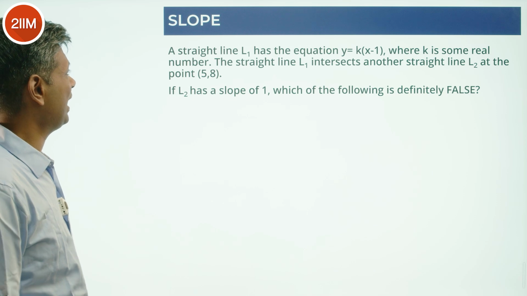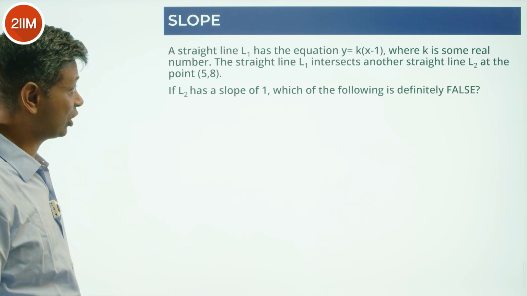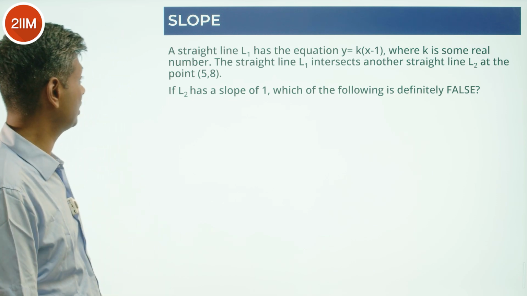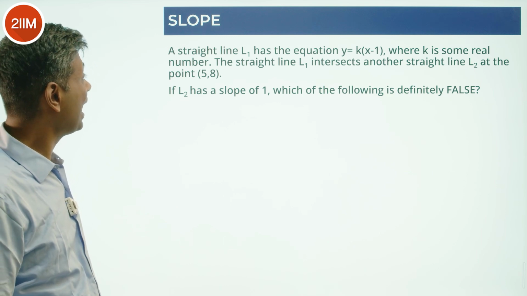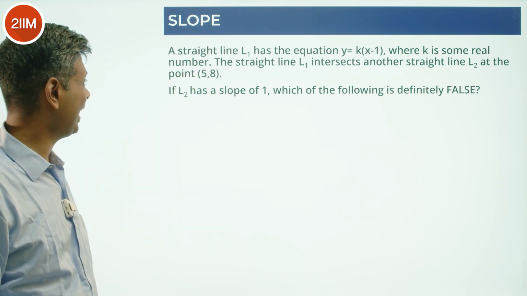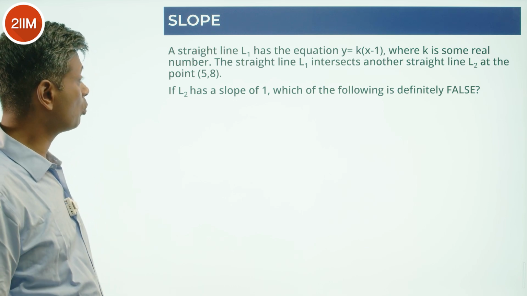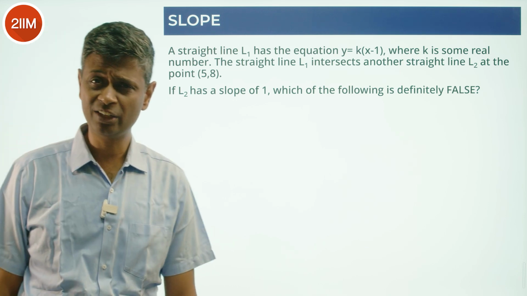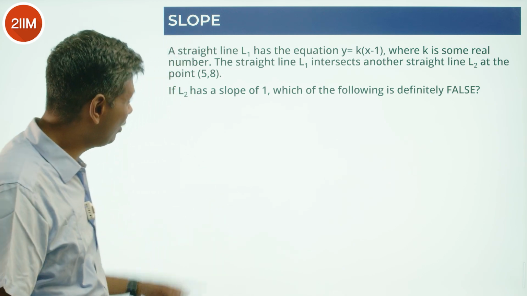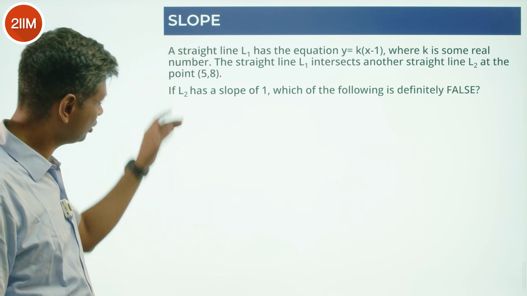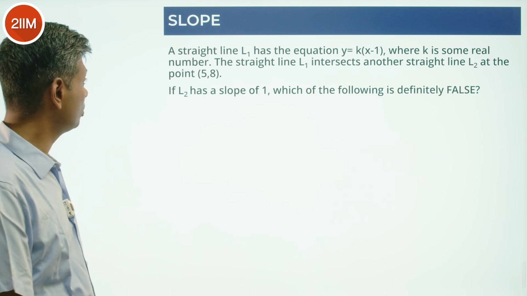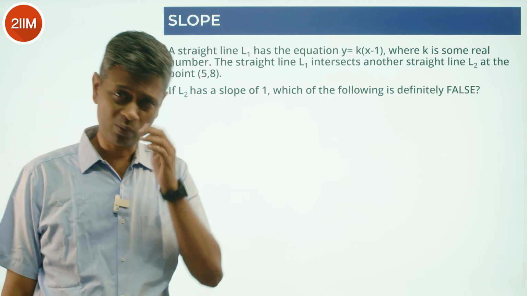A straight line L1 has the equation y equal to k times x minus 1, where k is some real number. The straight line L1 intersects another straight line L2 at the point 5, 8. L2 has a slope of 1. Which of the following is definitely false? So this L1 passes through 5, 8. L2 passes through 5, 8 and has a slope of 1.